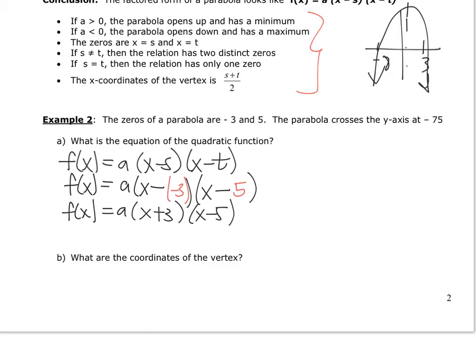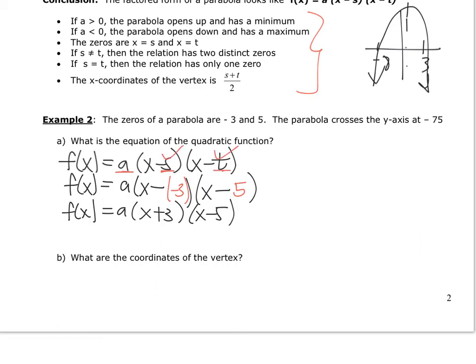The one thing that we need still in this equation is a. Think of this like y equals mx plus b, just as a side note. When we were solving for y equals mx plus b, all we had to do was find m and find b, and then we were done. Now what we need is a, s, and t. We have s, we have t, we need to find a.